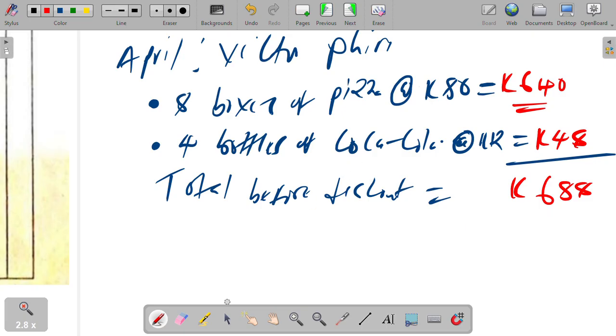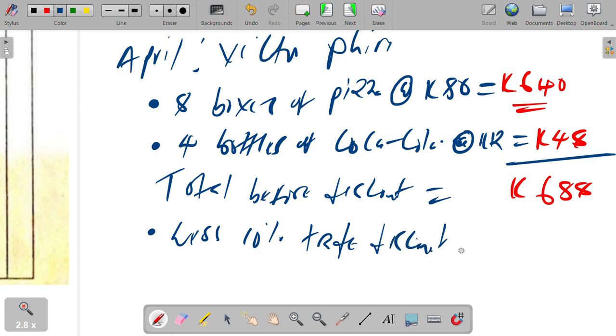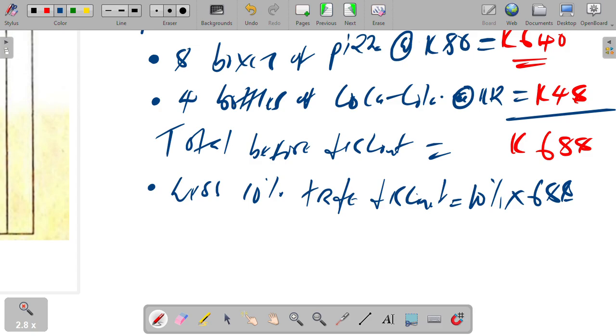Now let's apply discount. How much discount did the owner of the business apply? We are told it's less 10%. So less 10%, 10% trade discount. Less 10% trade discount, which is given by 10% multiplied by the total 688. What do we get?